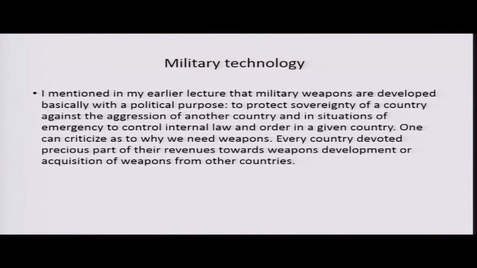I mentioned in my earlier lecture that military technology or military weapons are developed basically with a political purpose to protect the sovereignty of a country against aggression of another country and, in situations of emergency, to control internal law and order in a given country. One can criticize as to why we need weapons. Every country devotes a precious part of its budget or revenues towards weapons development or acquisition of weapons from other countries, ostensibly on the ground of protecting the nation.